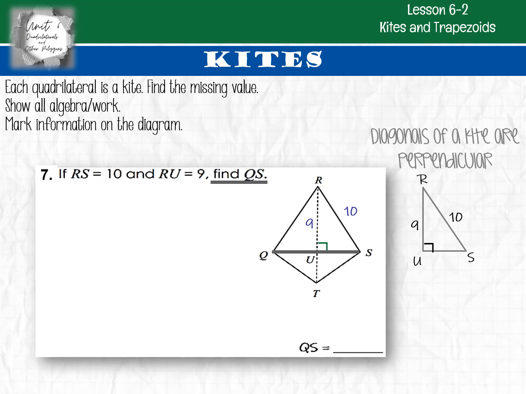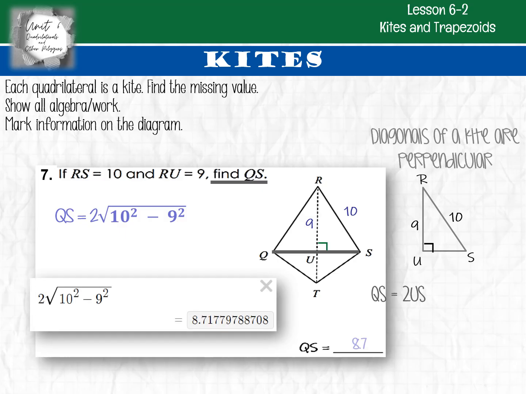Pull it out. Pythagorean theorem once again. But the length of segment US is on our right triangle, and we want QS, which is going to be double that. So let's do 2 times the square root of 10 squared, hypotenuse squared, minus 9 squared, the leg squared. Put it into Desmos. We get about 8.7.